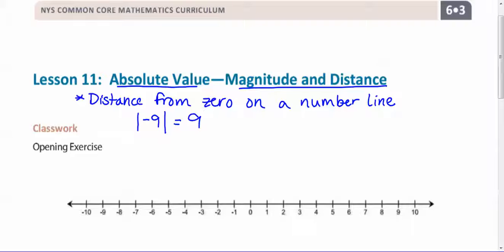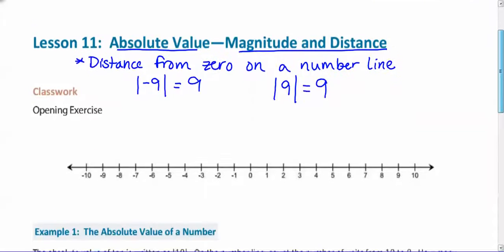Ava, what other number is going to have an absolute value of 9? 9. Very good. So a number and its opposite have the same absolute value. Let's write that down.